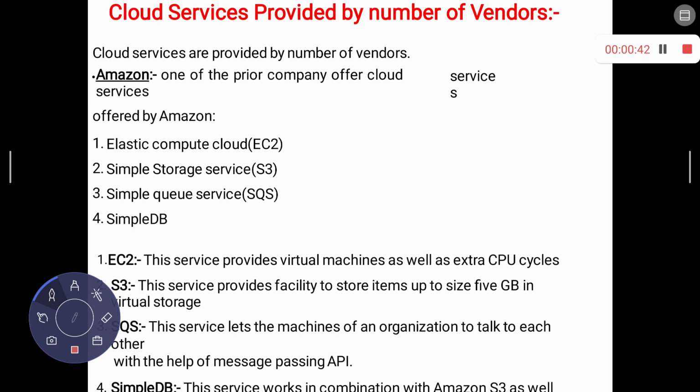So what is Amazon offering here? What are the services it offers? That we have also discussed earlier, I guess. EC2, Elastic Computing Cloud. Then Simple Storage Service, S3. And Simple Queue Service, SQS. And Simple DB, Simple Database.